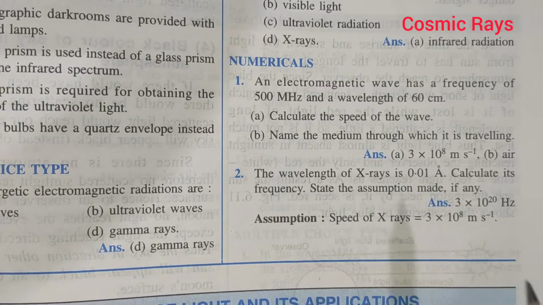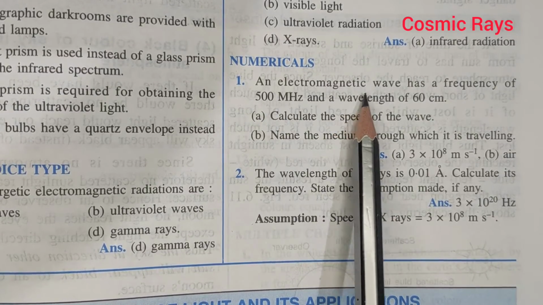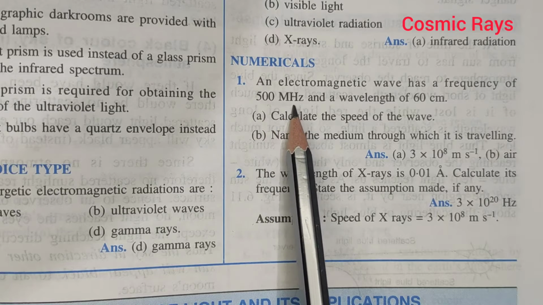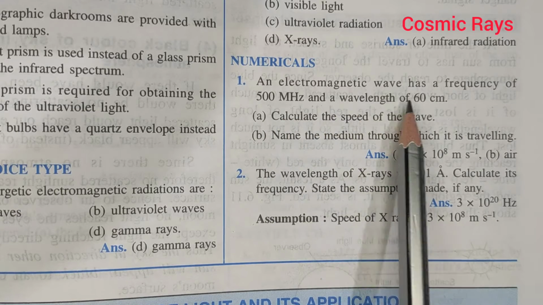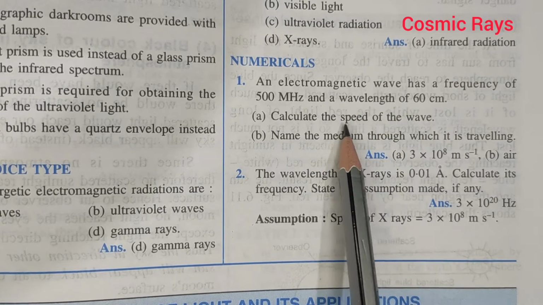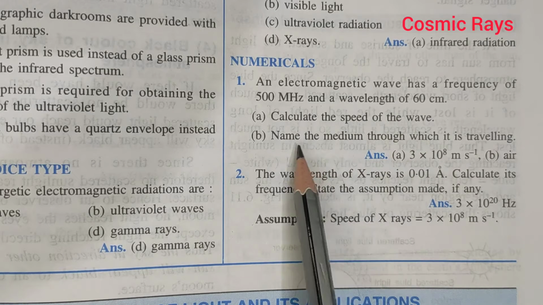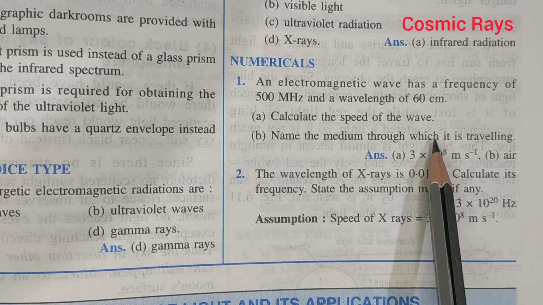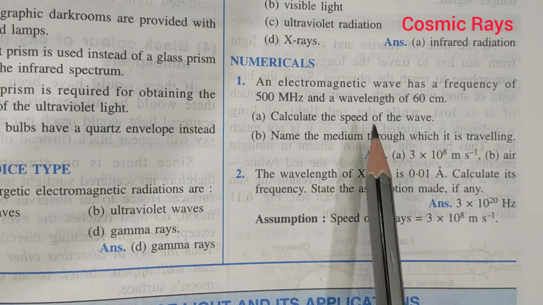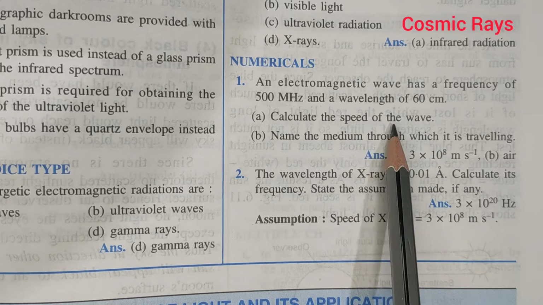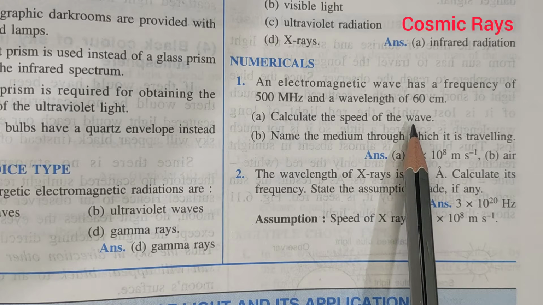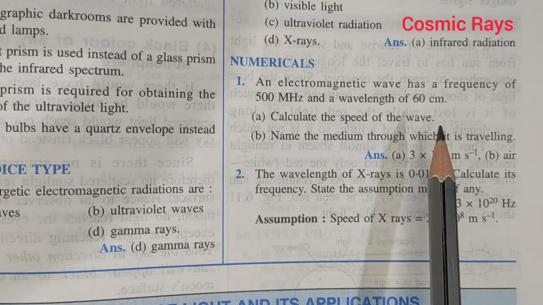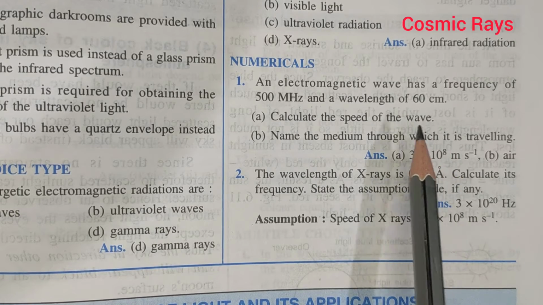The first numerical says an electromagnetic wave has a frequency of 500 megahertz and a wavelength of 60 centimeter. We need to calculate the speed of the wave and we have to name the medium through which it is traveling. Obviously the medium is air, and here to calculate the speed of the wave, again we are going to use the same formula that we used for solving the numericals of exercise 6a.